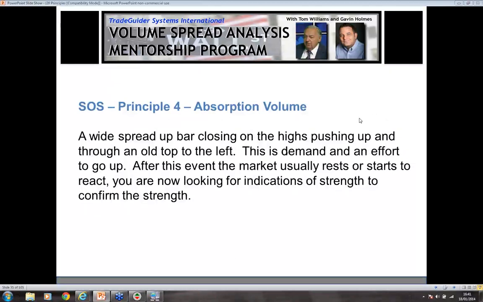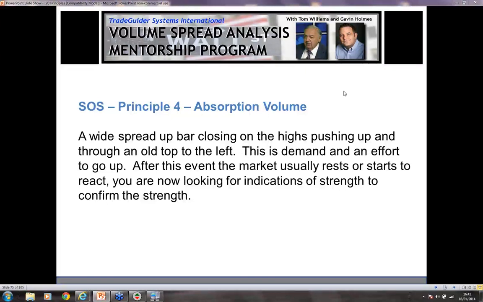Okay, principle 4 is absorption volume. In fact, we were talking about this in the last session. Basically, when you see absorption volume, it'll be on very high volume or ultra high volume. It will usually close, in fact mostly will close, up in the top 20% of the bar. It's a wide spread bar, and it's pushing up and through an old top to the left. That's the important part. Now, this is demand. It's an effort to go up.